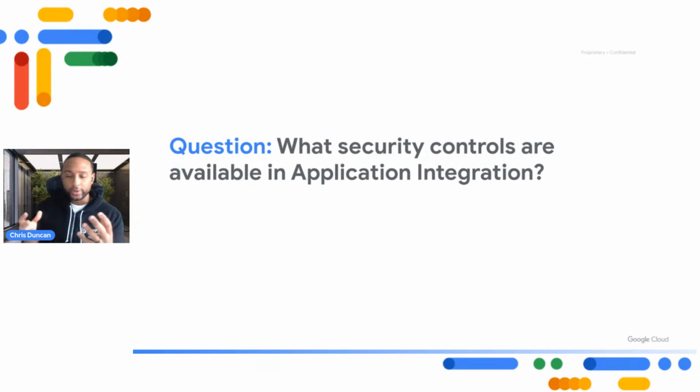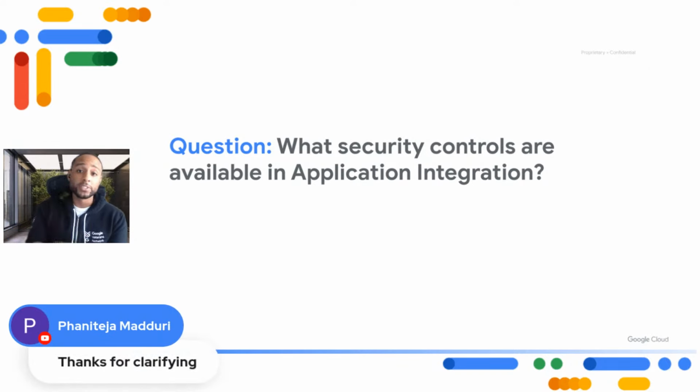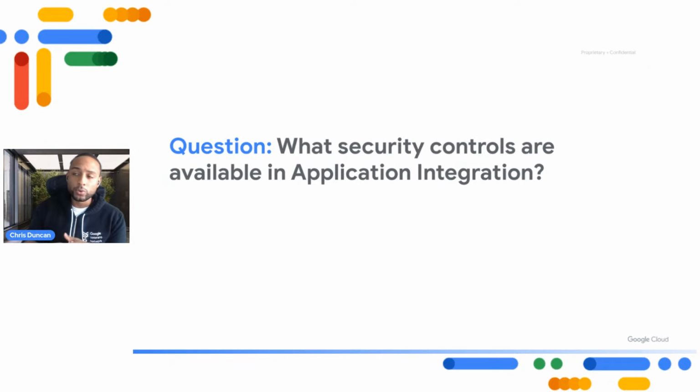We also have VPC service controls. If you want to create a service perimeter around application integration as it's deployed in Google Cloud, you can absolutely do that to prevent any services from accessing your integrations from an external perspective or even inside of GCP. We also have security guidelines in our documentation, if you get a chance, that address some of those questions in various areas.